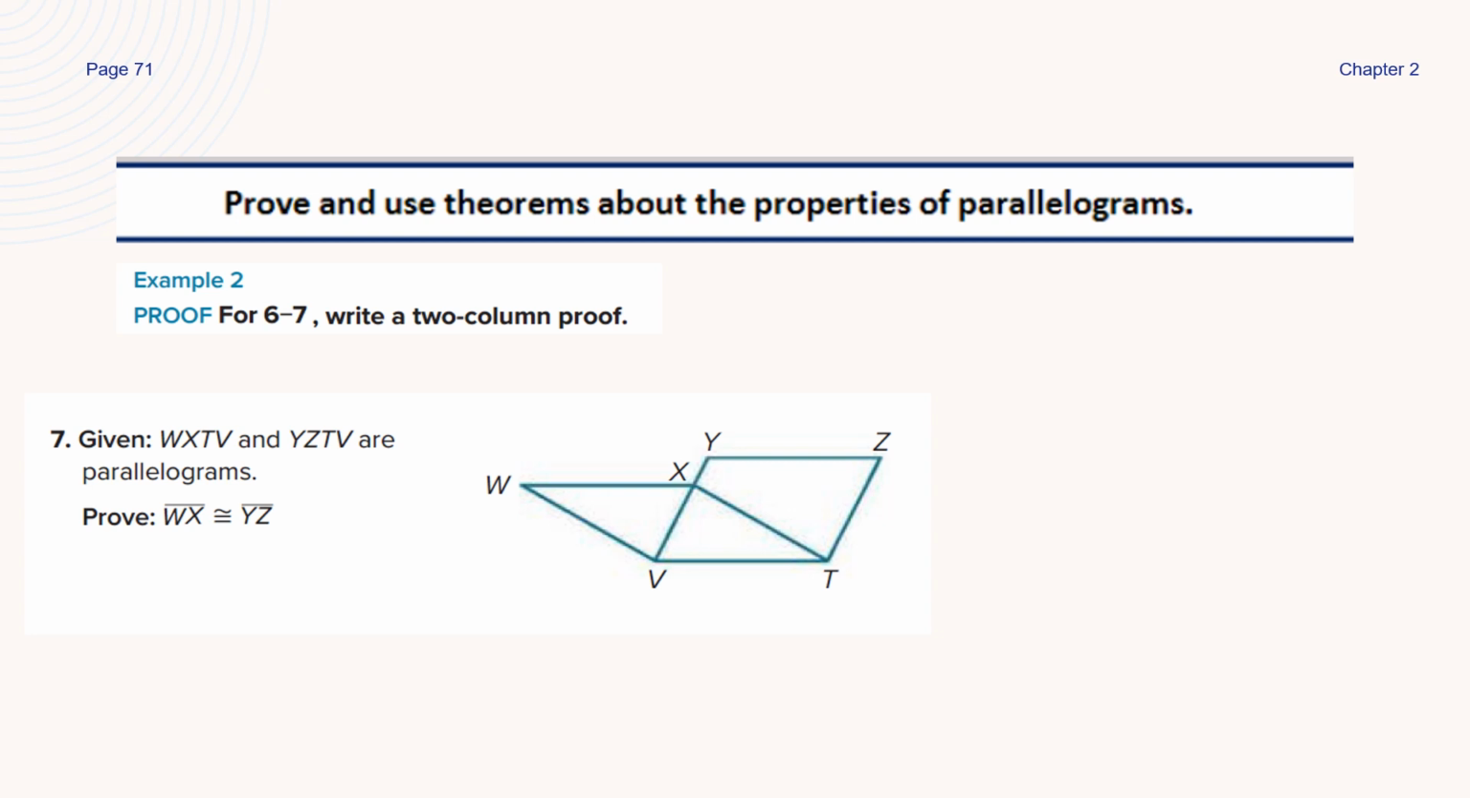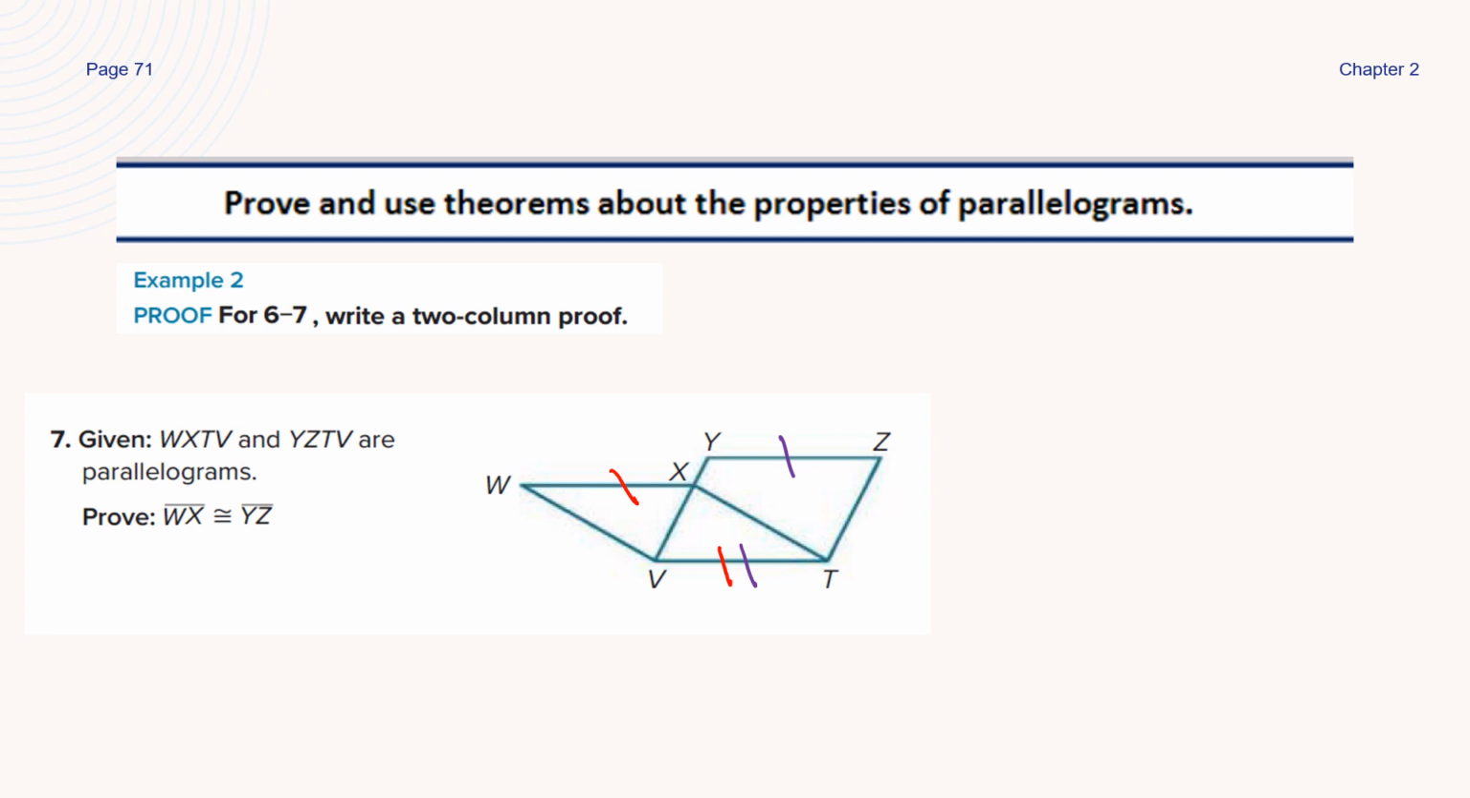Let's do the two column proof of this question. Now here, WXTV is one parallelogram. It is given to you. So if it is a parallelogram, WX is equal to VT. Okay. And also you are given that YZTV is a parallelogram. That means this side is equal to this side.